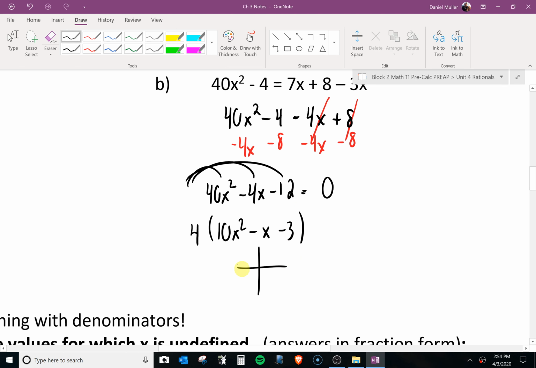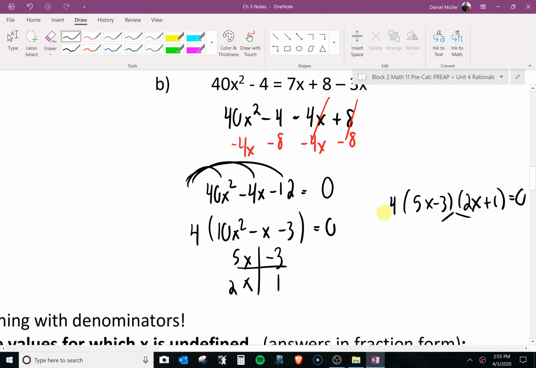So now when I factor it, I can put x and x, 5 and 2, and then negative 3. So 3 and 1 of them has to be negative. I think that one does, because then this diagonal right here, that would be a negative 6x, and this diagonal over here would be a positive 5x. And if you put those together, you get negative 1x, and that is my middle term, negative x. So this equals 0. So I have 4, and then I have a 5x minus 3, and a 2x plus 1 is equal to 0.